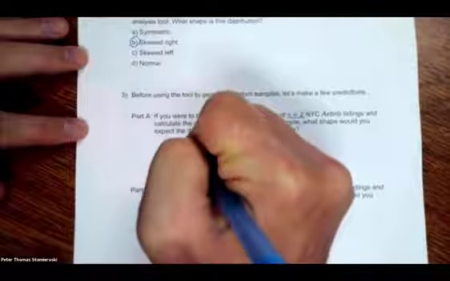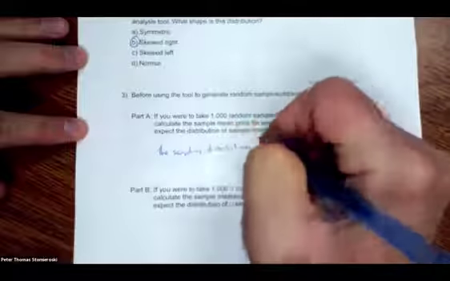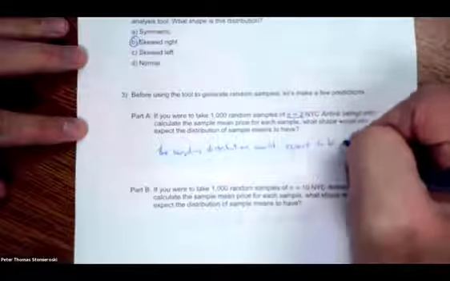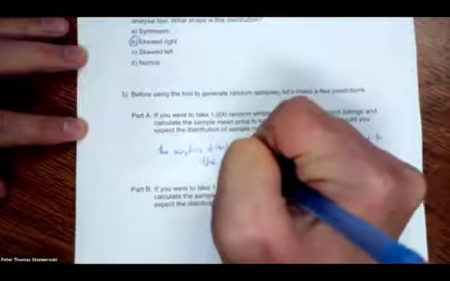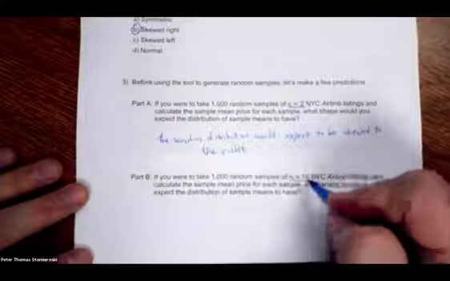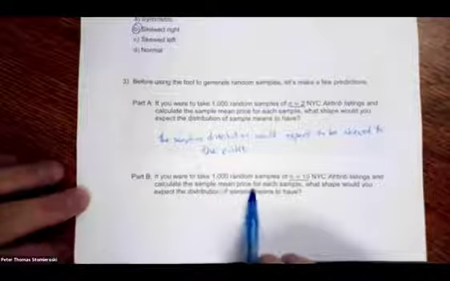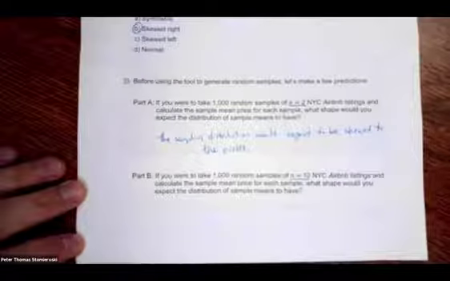The sampling distribution would expect to be skewed to the right. Just a prediction. And then they say, what if you were to take 1,000 random samples of size 10? So again, increasing the sample size now to 10 and calculate the sample mean price for each sample. What shape would you expect the distribution of sample means to have? Again, take a minute to write something down and pause the video now.